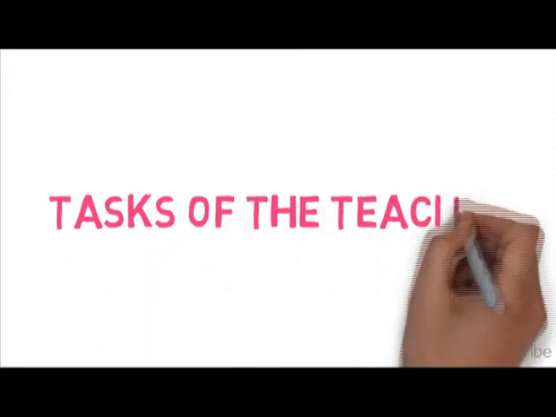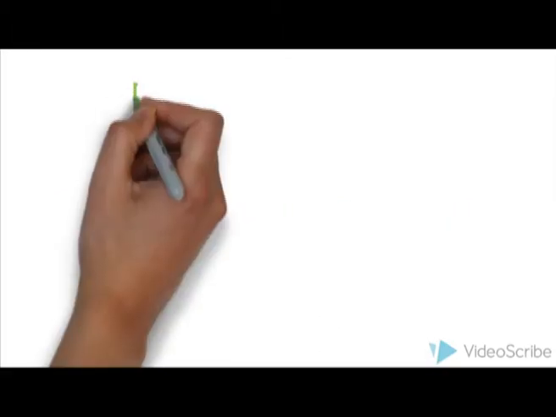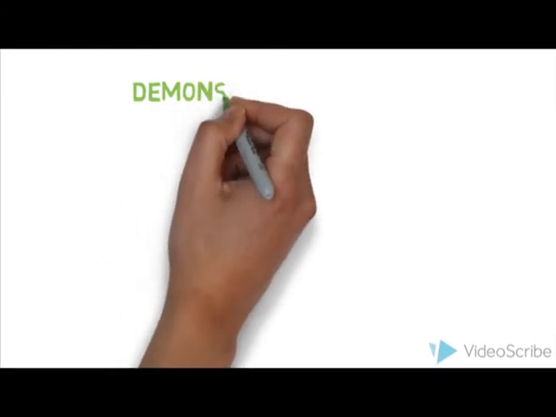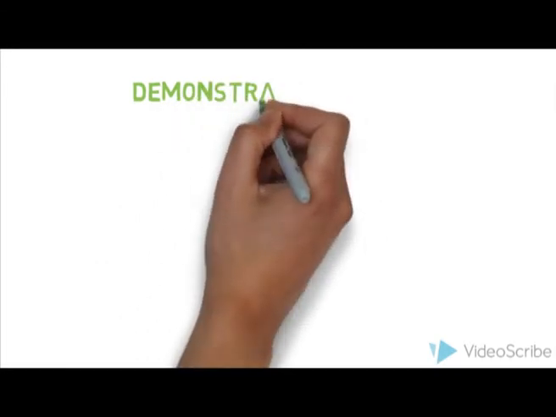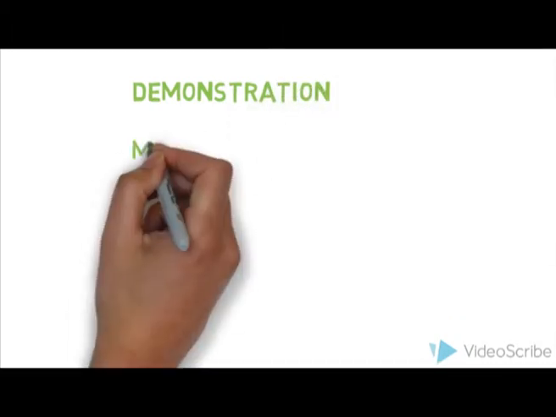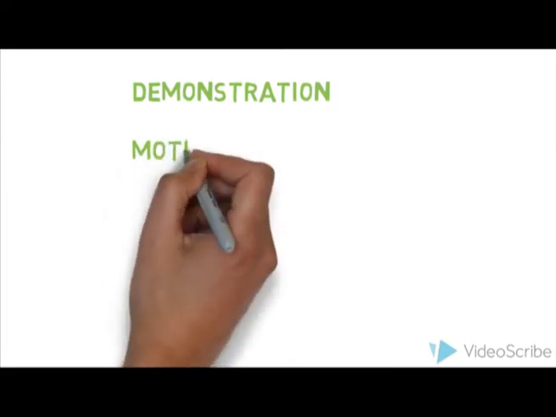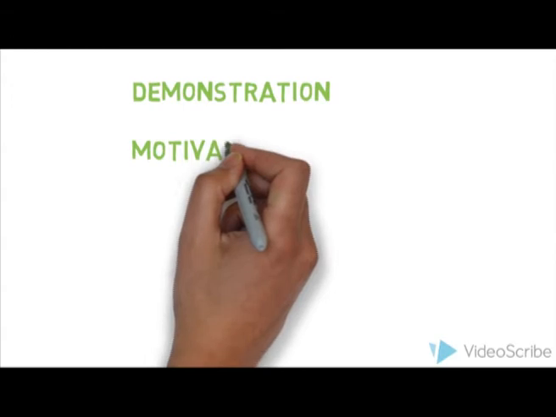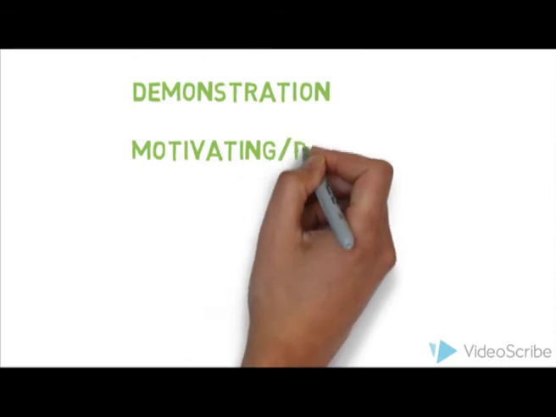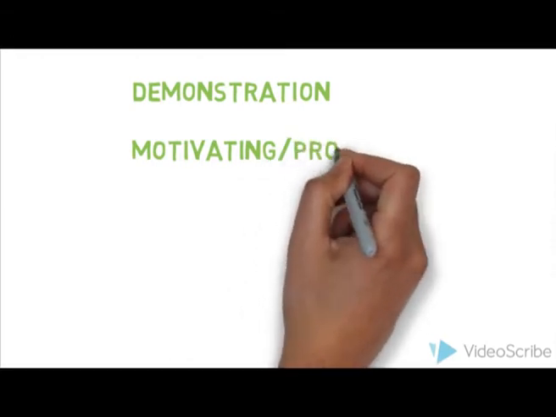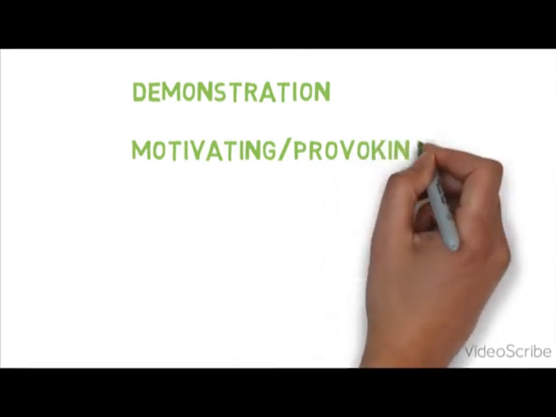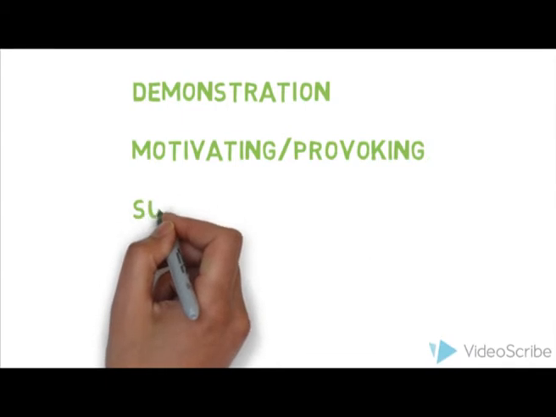Now, let's go with the tasks of the teacher in writing. There are 5. The first one is demonstration. Students need to be aware of writing conventions and genre constraints. The second task of the teacher is motivating and provoking. So, be prepared to suggest ideas to students so they don't get stuck. Exchange virtual emails, complete tasks on the board, or discuss ideas before the writing activity.